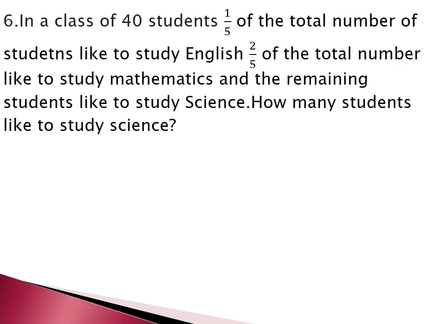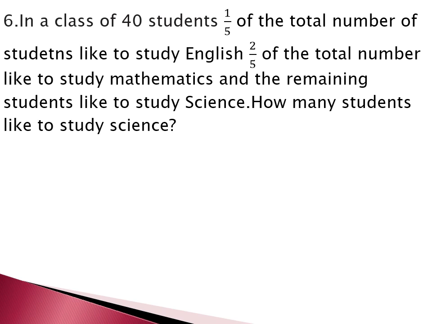In a class of 40 students, 1 by 5 of the total number of students like to study English, 2 by 5 of the total number of students like to study mathematics, and the remaining students like to study science. How many students like to study science? That is the question. So what is the total number of students? 40. How many children like English? 1 by 5 of the total.